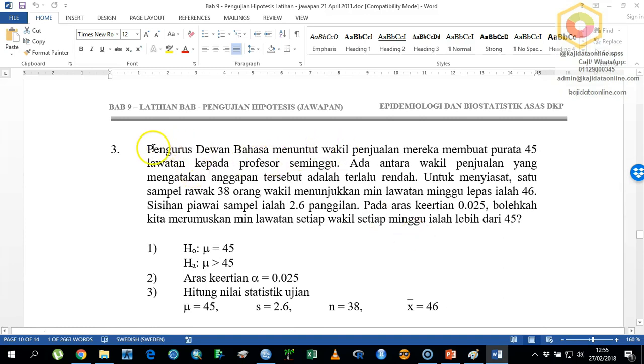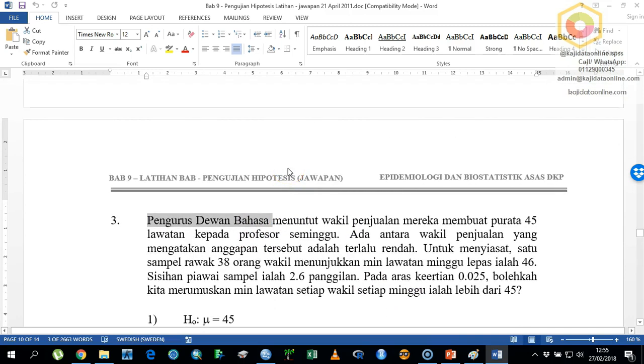Okay, the next one, this is what I mean by the standard, or what we call a reference point. This one is the manager of the Dewan Bahasa. Even though he or she is not a researcher, they are a credible personnel, people with good information who are reliable. Based on his opinion, the average number of visits for the professor in a week is around 45. Unfortunately, based on your study, you got 46. 38 is the number of people that you sampled, in a week.